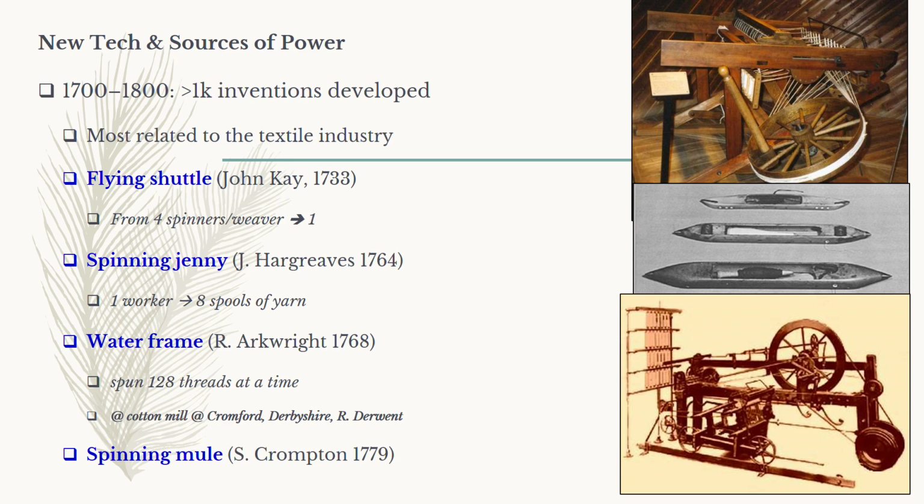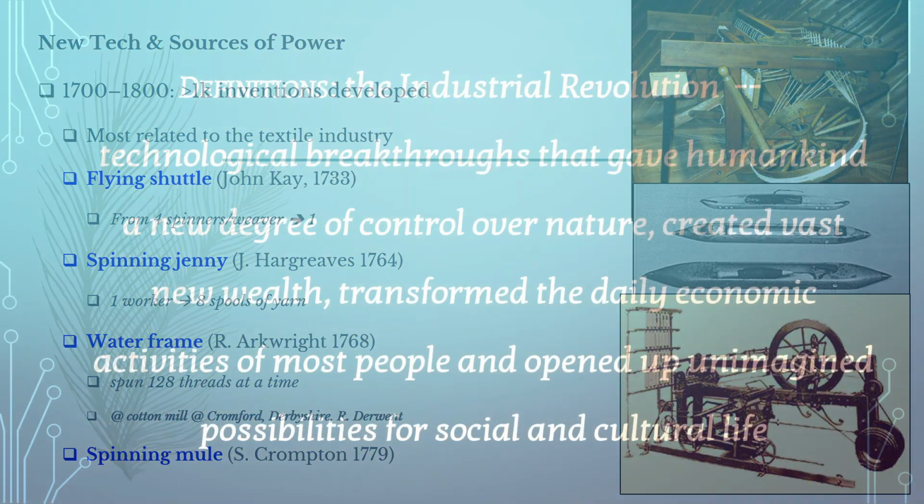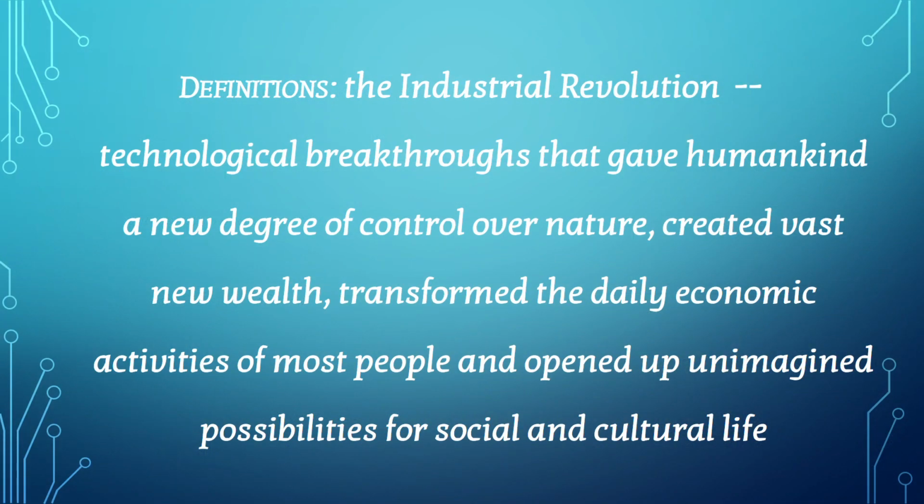So, for example, the flying shuttle, I think the flying shuttle is in the middle, was meant to make weaving less tiresome. There was a spinning jenny that was created by Hargreaves, the water frame by Arkwright, and the spinning mule. I probably have some images of some of these.